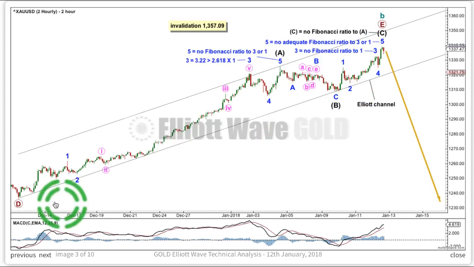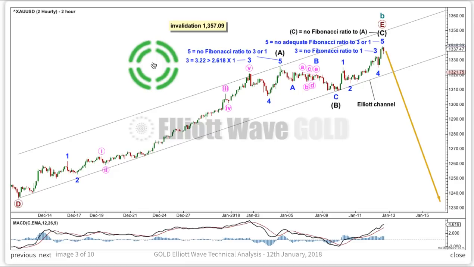This is an Elliott channel drawn from the start of A to the end of B with a parallel copy on the end of A. If we do see some more upward movement, if C does continue higher, look out for it to find strong resistance at the upper edge of that channel. It can't move above 1357.09. Any movement by any amount above that point will immediately invalidate the main wave count.